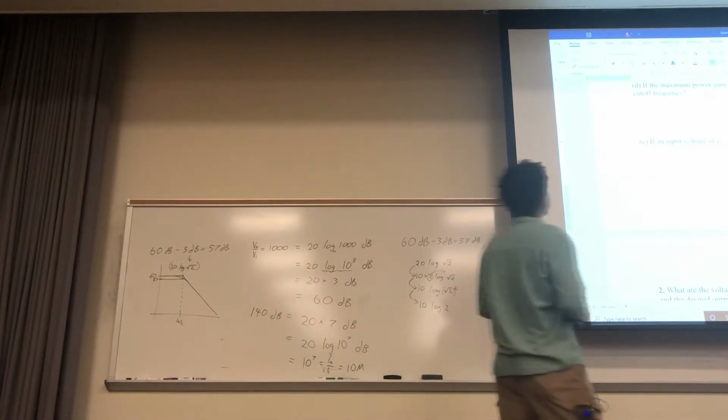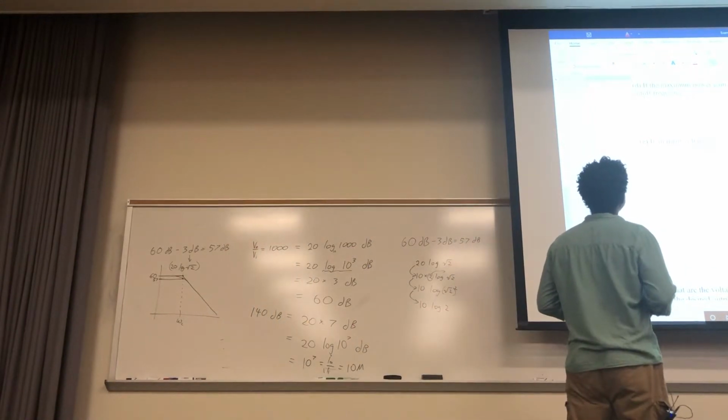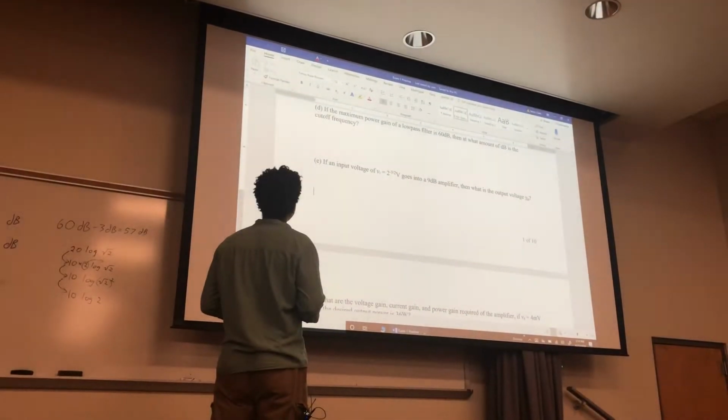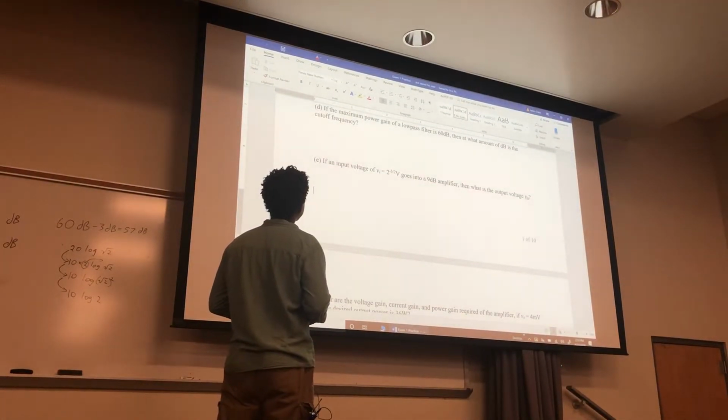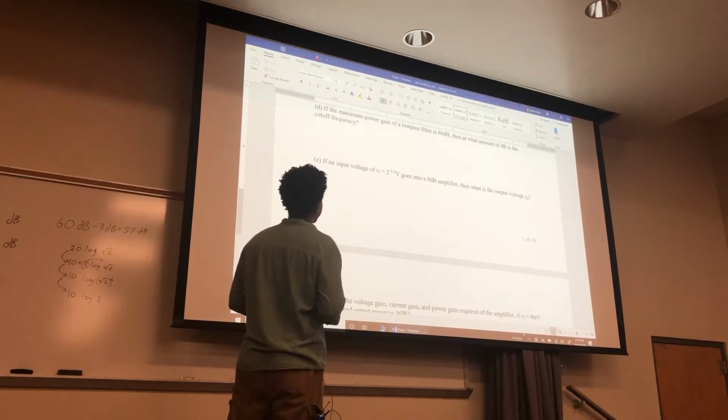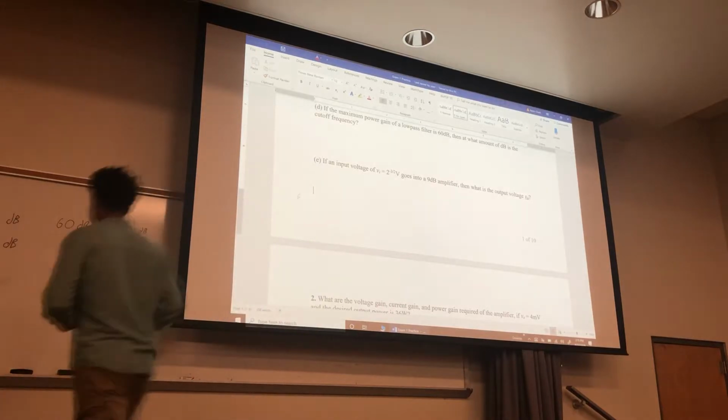Okay. If an input voltage of Vi equals 2 raised to the power of -3/2 volts goes into a 9 decibel amplifier, then what is the output voltage, Vout? Okay.